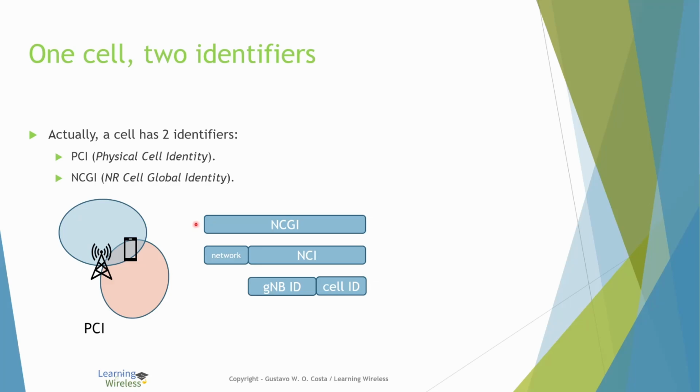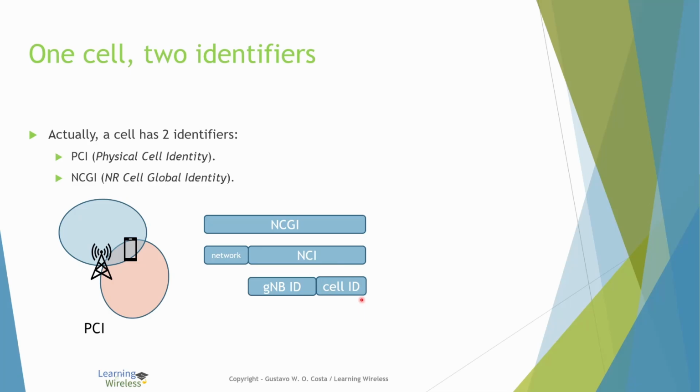First, there is a network number here, which identifies the network. And then the NCI, the NR Cell Identity, which identifies a certain cell within the network. And this number, the NCI, is divided into two further numbers: the gNB ID, the identity for the gNodeB, and the cell identity, the cell ID, within a certain gNodeB.